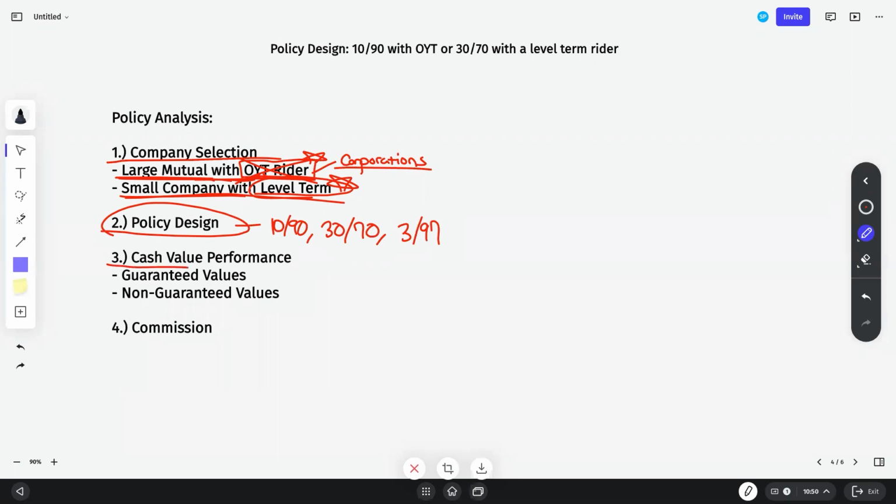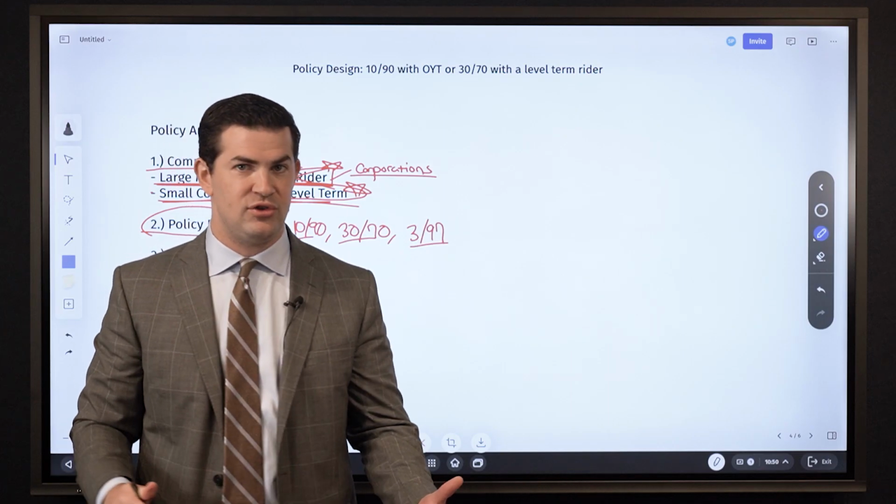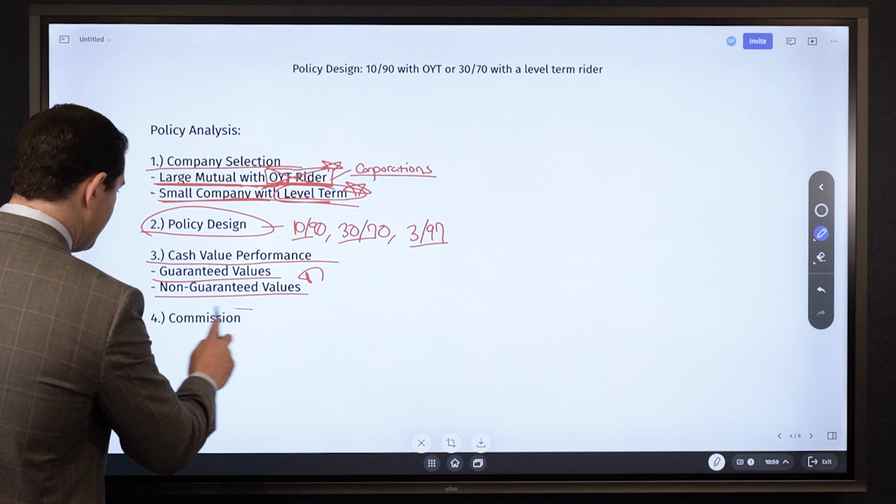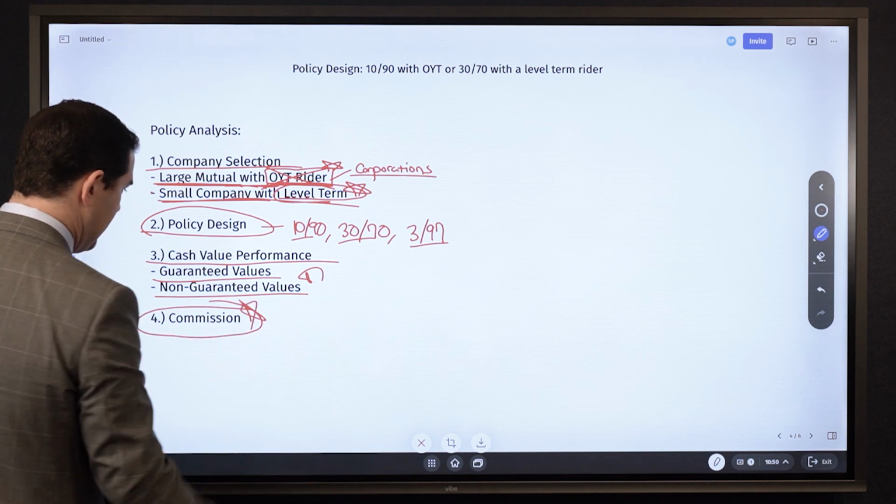Cash value performance, looking at the guaranteed values and the non-guaranteed values on illustration. So if I take one company, let's take a small mutual company with a level term rider and look at a 10/90, look at a 30/70, look at a 3/97. Which one gives you, the policyholder, more cash value? Which one benefits you the most? Not the agent, which is what I want to hit on the last point.